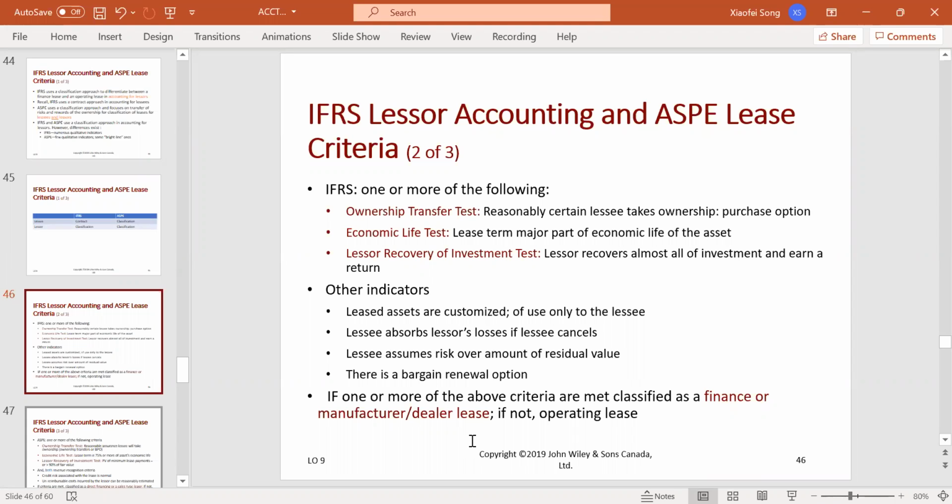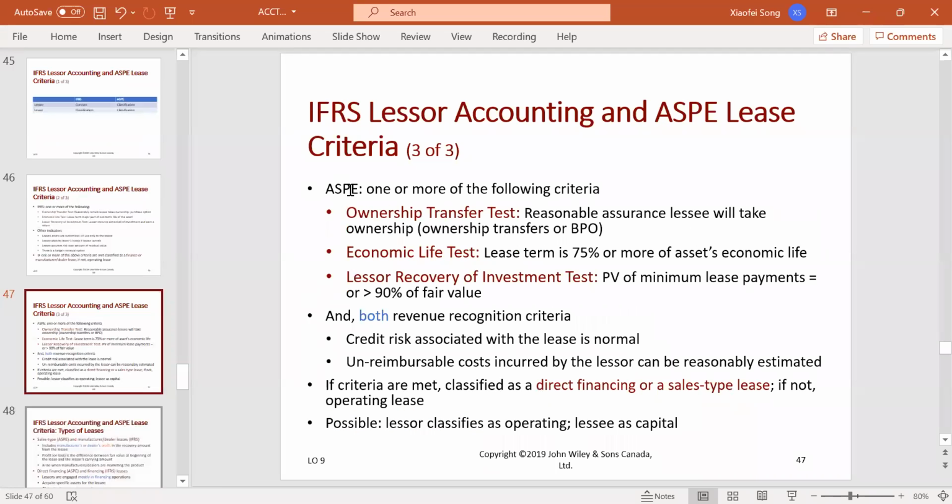So that's under IFRS, and under ASPE, these are the hard lines. From the lessor's perspective, there is an additional consideration, especially later on when it's a sales-type lease: in order for a lease to be recognized as a sales-type lease, you should also meet the revenue recognition criteria.